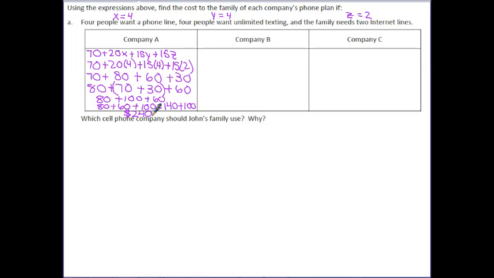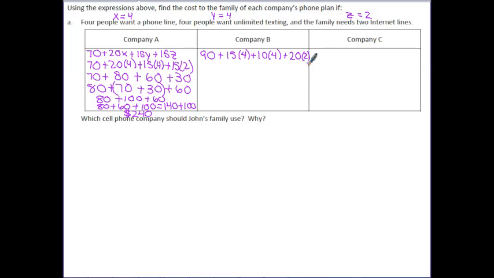Okay, let's take a look at company B. Same idea. I'm going to plug in the numbers that I know. So we have 90 plus 15, we're replacing x with 4, plus 10, we're replacing y with 4, plus 20, and we're replacing z with 2.